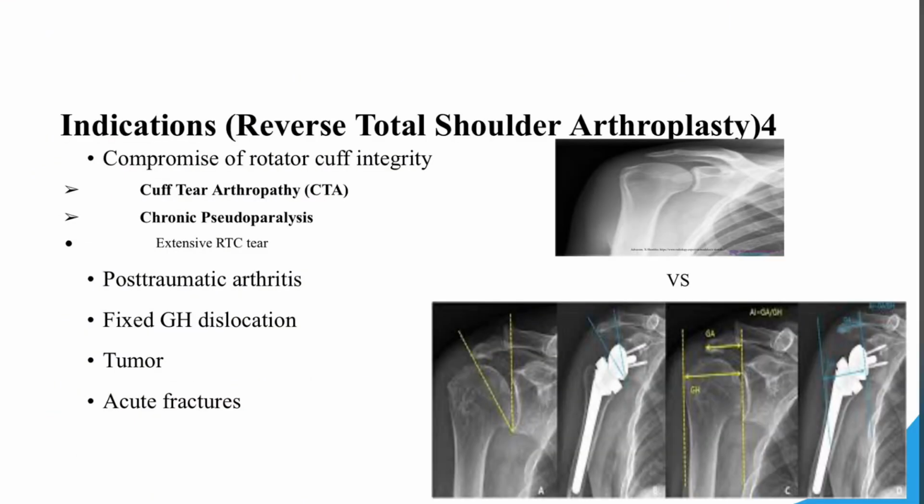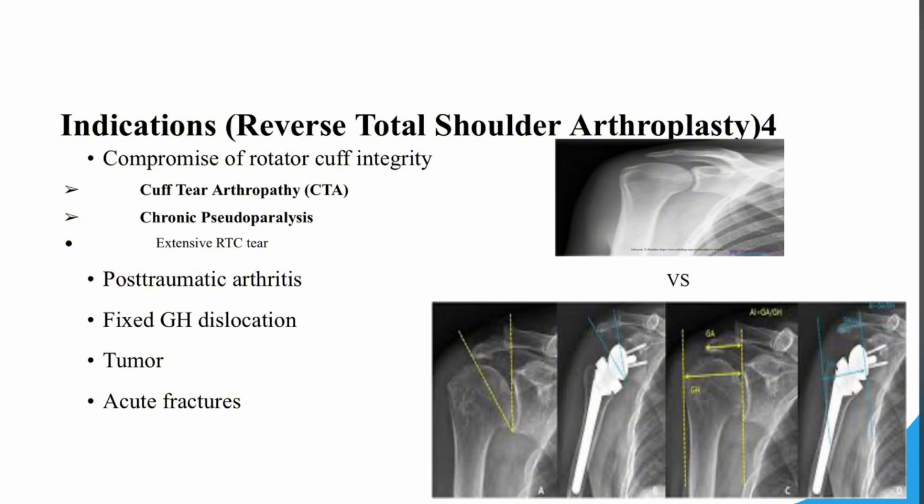So the largest indicator for RTSA is compromise of the rotator cuff integrity, meaning that the muscles in the rotator cuff cannot be restored. So the RTSA serves as a way to completely resurface the glenoid fossa and humeral head, which is necessary for the chronic deficiency of the rotator cuff. And according to Kisner and Colby, if a regular TSA is used for a rotator cuff that is chronically deficient, superior migration would occur, leading to an increased risk of loosening of the glenoid implant, in addition to premature wear, which is why you want to do an RTSA instead.